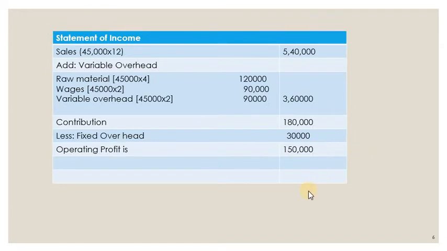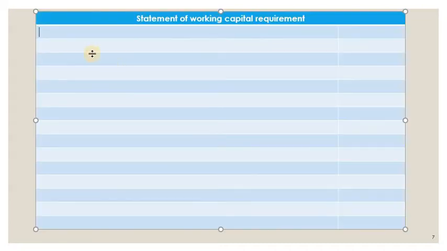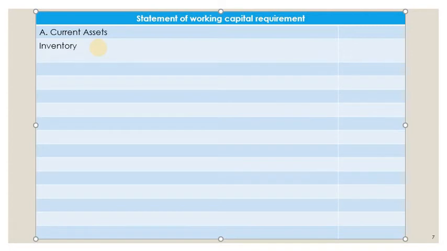So we have found out the operating profit, that is 1,50,000. Now in the next slide we will prepare the statement of working capital. So statement of working capital requirement, the first one is A, current assets. So what are the current assets? First one is stock of inventory. So in inventory, first one is A, raw material.